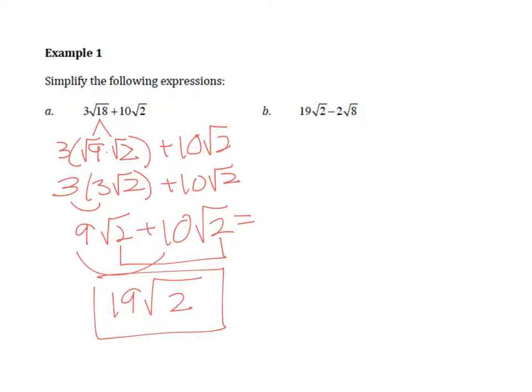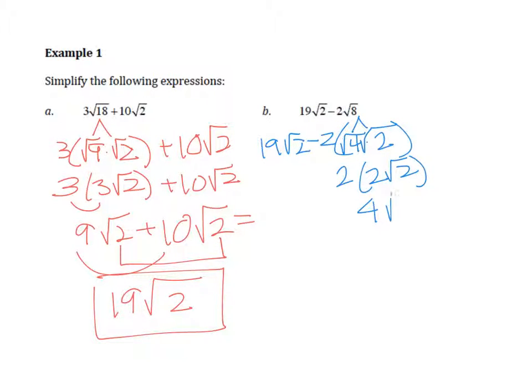As far as b, we can simplify the radical 8. So that simplifies to 4 times 2. We still have the 2 here. So 19 radical 2 minus 2 times 2 radical 2, which gives us 4 radical 2. 19 radical 2 is still to the left. So now we have like radicals, and what gets combined are the 19 minus 4. The difference is 15 radical 2.